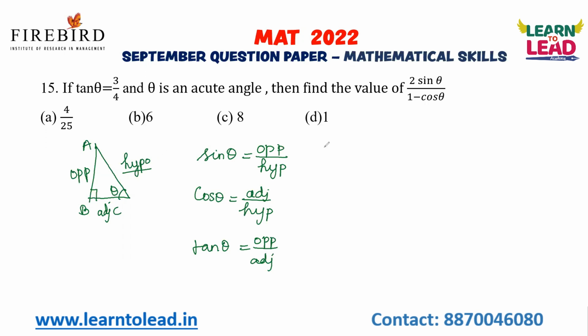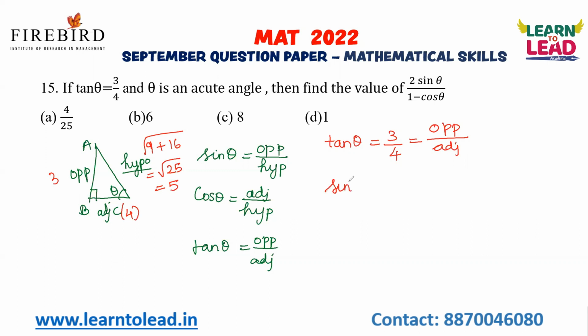So if tan theta is equal to 3 by 4, then 3 represents the opposite and 4 represents the adjacent. The hypotenuse is the square root of 3 squared plus 4 squared, 9 plus 16, which is the square root of 25, which is equal to 5. Now what is the value of sine theta? Opposite by hypotenuse is 3 by 5, and cos theta is 4 by 5.